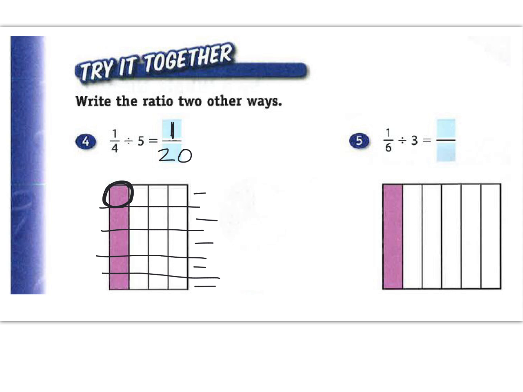Here for number 5, we have 1/6 divided by 3. So we're going to make 3 equal parts. So there we go. We just need 2 lines to make 3 equal sections. Okay. And then we circle one of those. So we know that it is 1, and then out of how many pieces now? We have 1, 2, 3, up to 18. So 1/18.